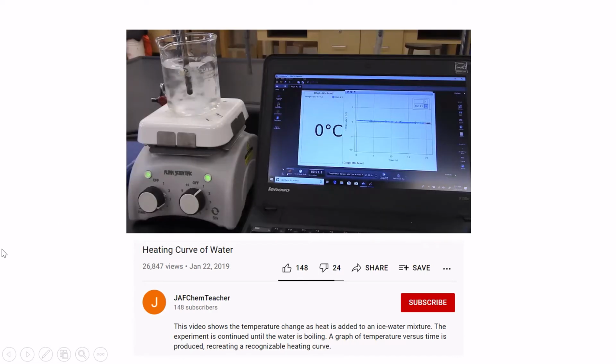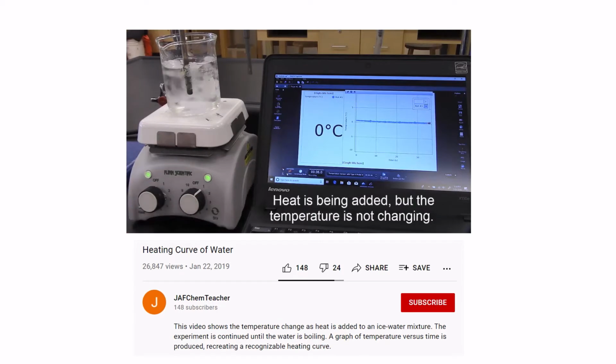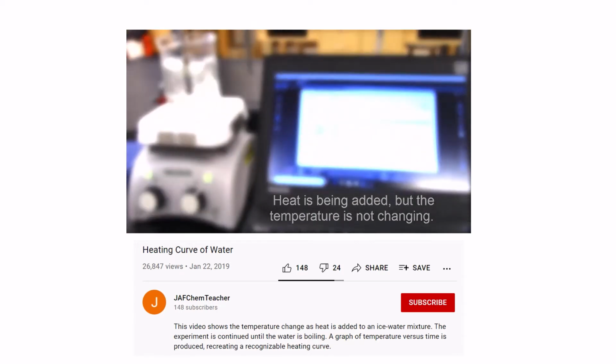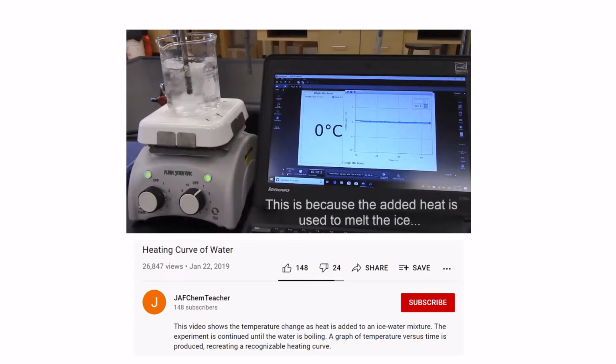At 0 degrees Celsius, what you observe is that even though heat is being constantly supplied to the ice, somehow the temperature does not increase. We continue observing. In the experiment, JF Chem teacher said that heat is being added to the water, but the temperature is not changing. It remains at 0 degrees Celsius.